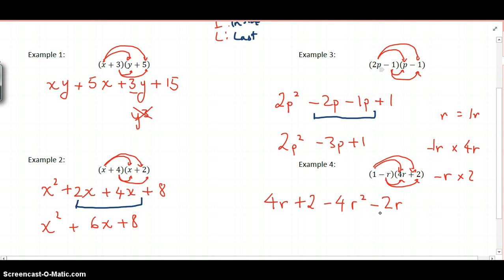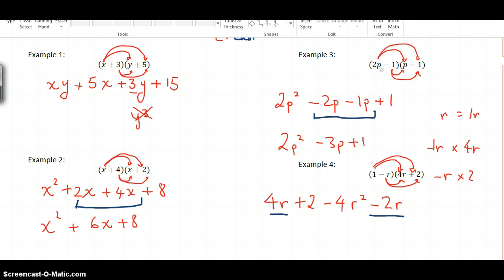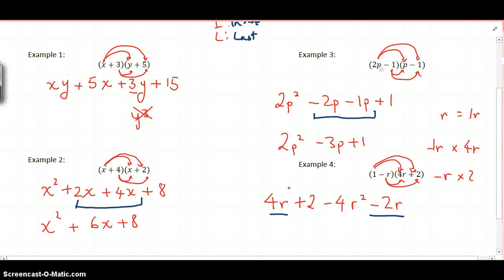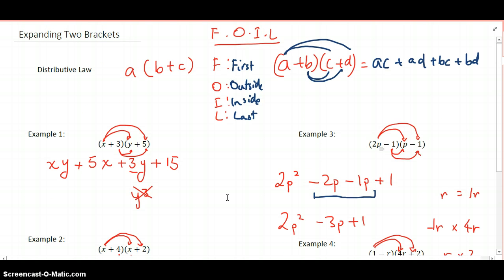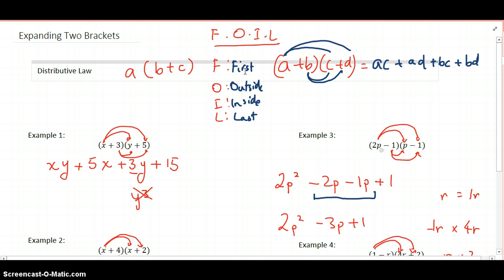So again, the like terms are going to be minus 2r and 4r. And what do they simplify to? Well, what is 4r minus 2r? 4r minus 2r is 2r. The plus 2 doesn't do anything, and that minus 4r squared isn't changed. So just remember the final steps with this. Whenever you've got double brackets or two brackets, you just need to use the process of first, multiply the two first terms, multiply the two outside terms, multiply the inside terms, and multiply the last terms.